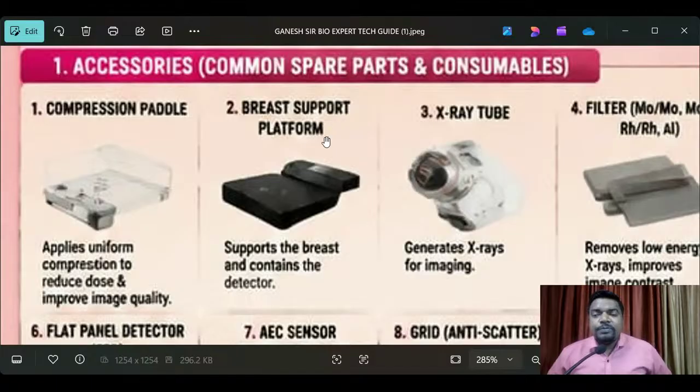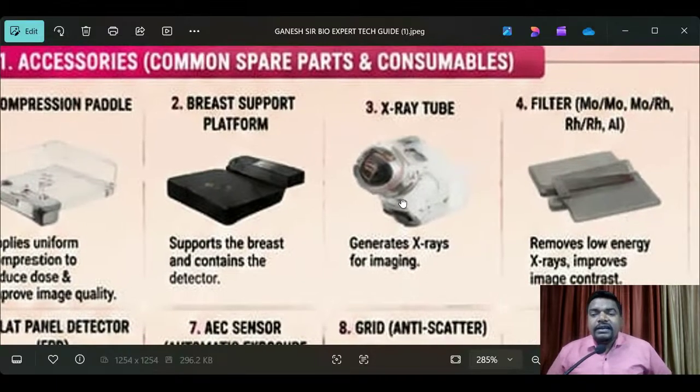Next, breast support platform. See here, how it looks like. It supports the breast and contains the detector. Why am I showing all these parts? Because when you are present in front of the equipment and you see the part, you will remember that Ganesh sir explained it in the live session, and definitely you will come back to my channel. Okay, right.